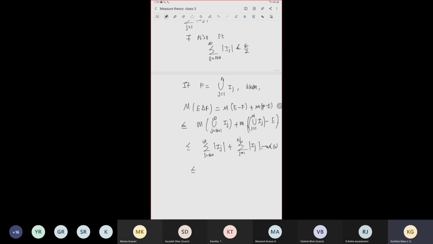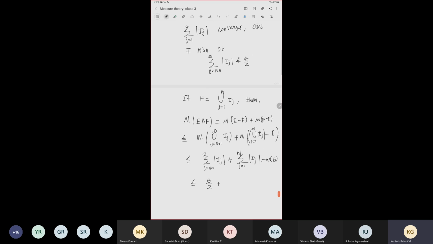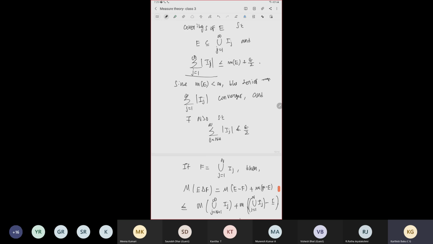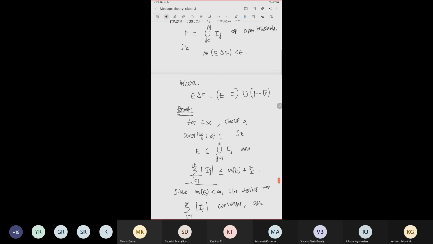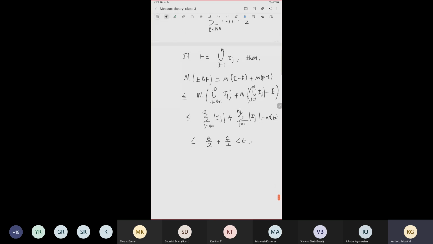And this is less than epsilon by 2 by the definition of convergence we had. And this difference is less than or equal to epsilon by 2 since we chose the covering in such a way. So we get epsilon by 2 plus epsilon by 2, total is epsilon, which is what we wanted to prove. So the first principle is true.